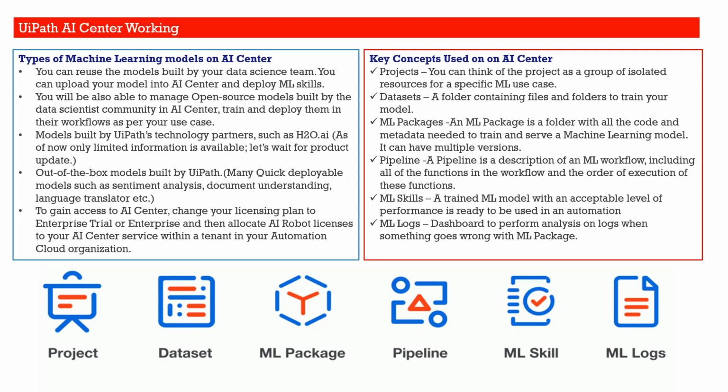If something goes wrong while running the model, those will not be visible in your robot logs. They will be visible here in ML Logs. So that's the difference here.